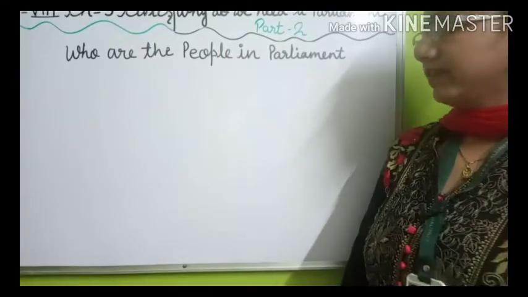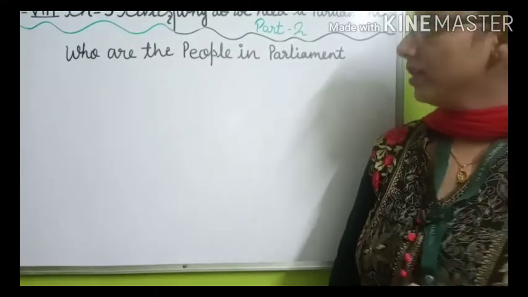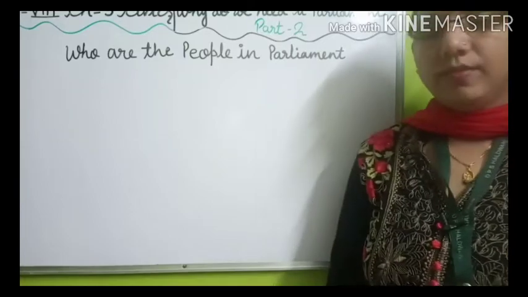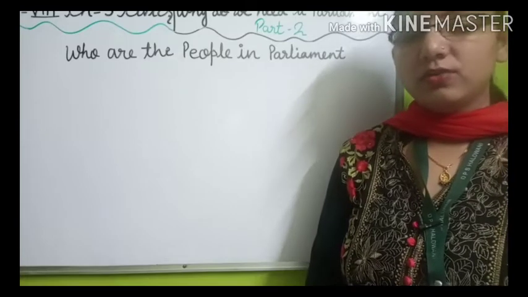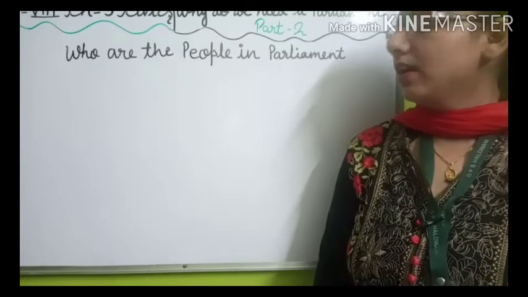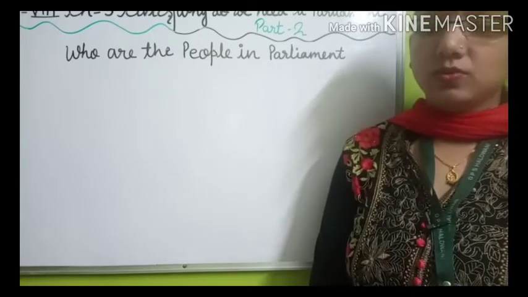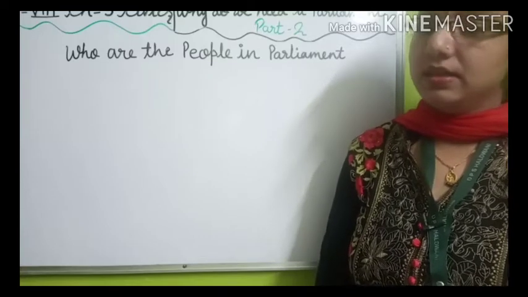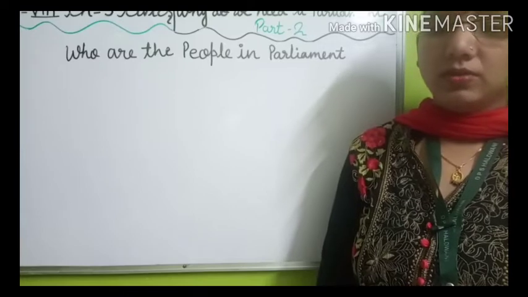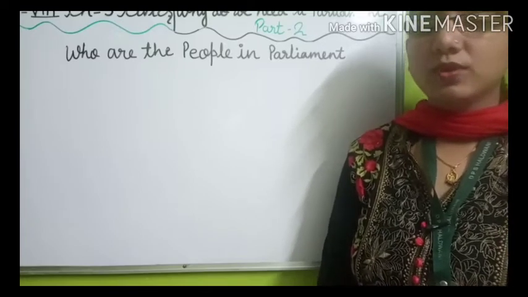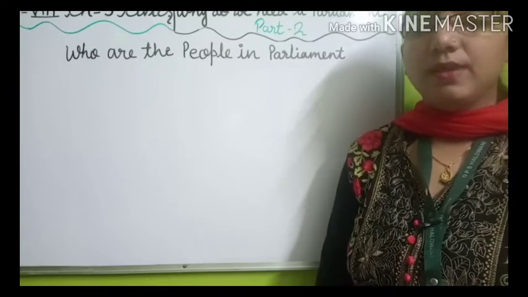So now we will see who are the people in parliament. So students, our next topic of the day is who are the people in parliament. As you know, there are a total of 545 seats in our parliament. So from where are the people getting selected and becoming members of parliament? Okay, so parliament now has more and more people from different backgrounds.